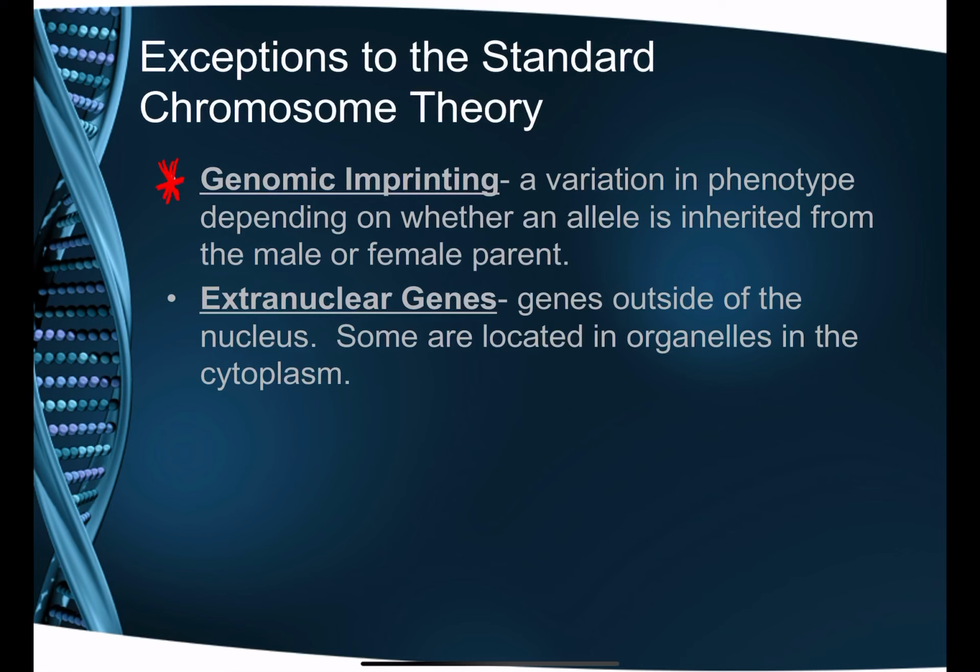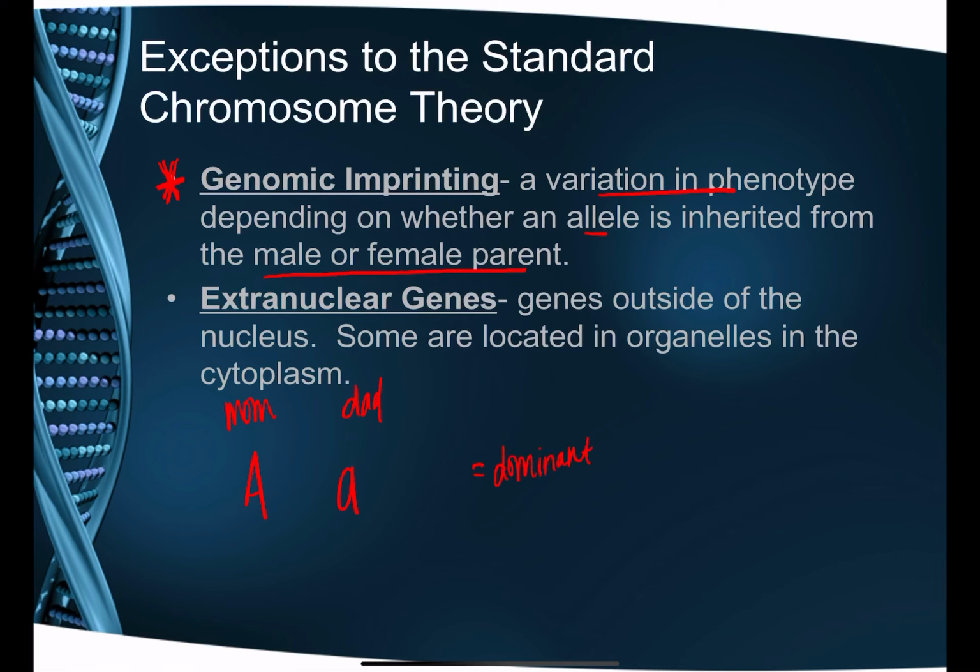This is kind of an interesting thing. So genomic imprinting is when you have a variation in phenotype depending on whether an allele came from your mom or your dad. Okay? Now, this is not the same thing as a sex-linked trait. In genomic imprinting, let's say your mom gave you big A and your dad gave you little a. Okay? So normally you would show whatever the dominant trait is.